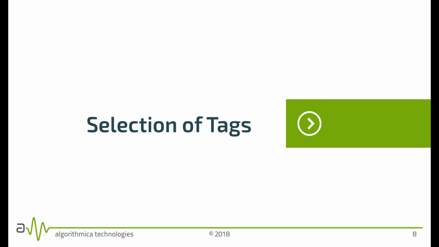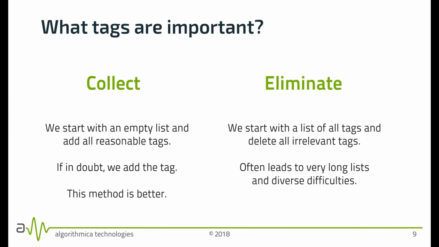That was for the APO product, and now we proceed in generality for the selection of all the tags that we need to model our plant. So the task is to collect all the tags that we need to model the plant accurately. There are 2 basic ways of going about this. One method is to start with an empty list and add every tag that we believe to be reasonable and important for modeling the plant. The other method would be to start with a list of all available tags and delete the ones that we consider to be irrelevant.